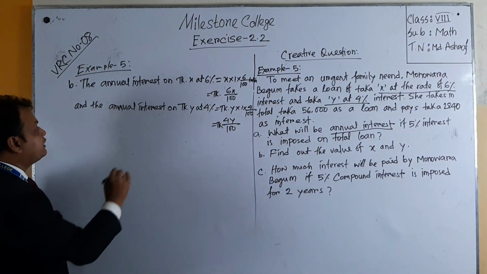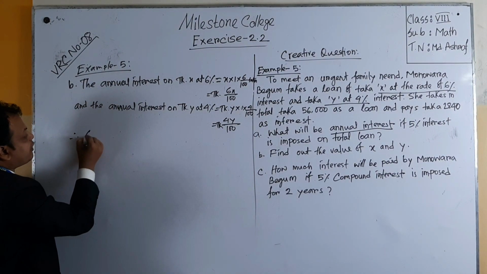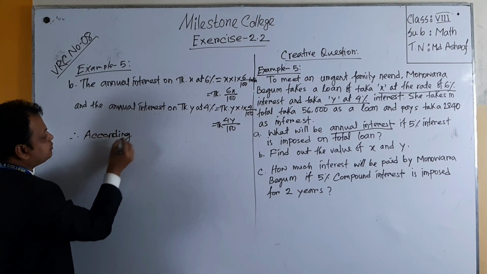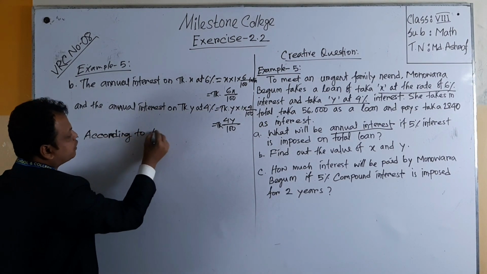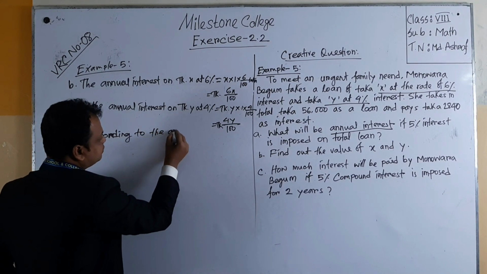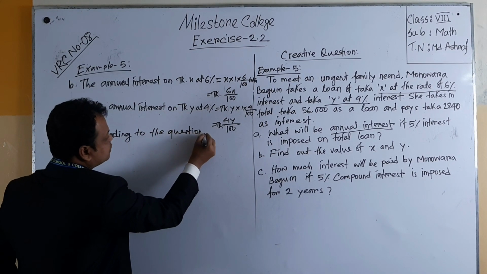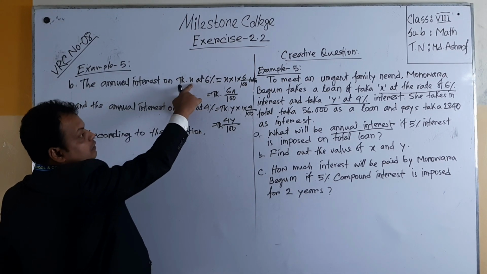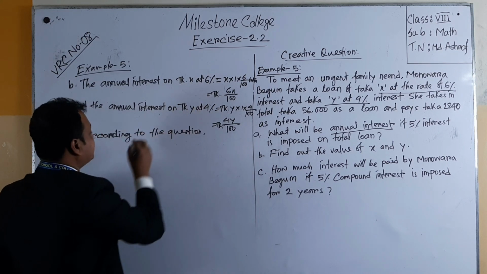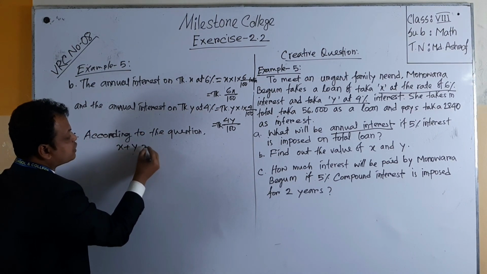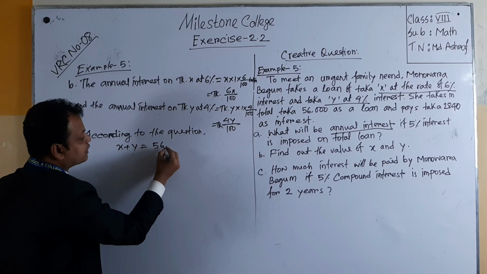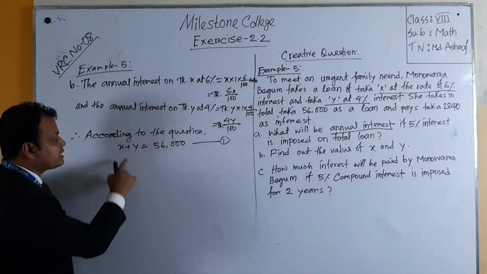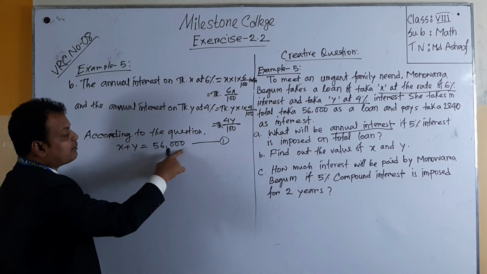Now we will write: therefore, according to the question, what will you get from the given information? According to the question, we can tell Monora Begum takes a loan of total x and y. Then x plus y equals the total loan, 56,000. So we can give an equation for this. The total amount is 56,000.